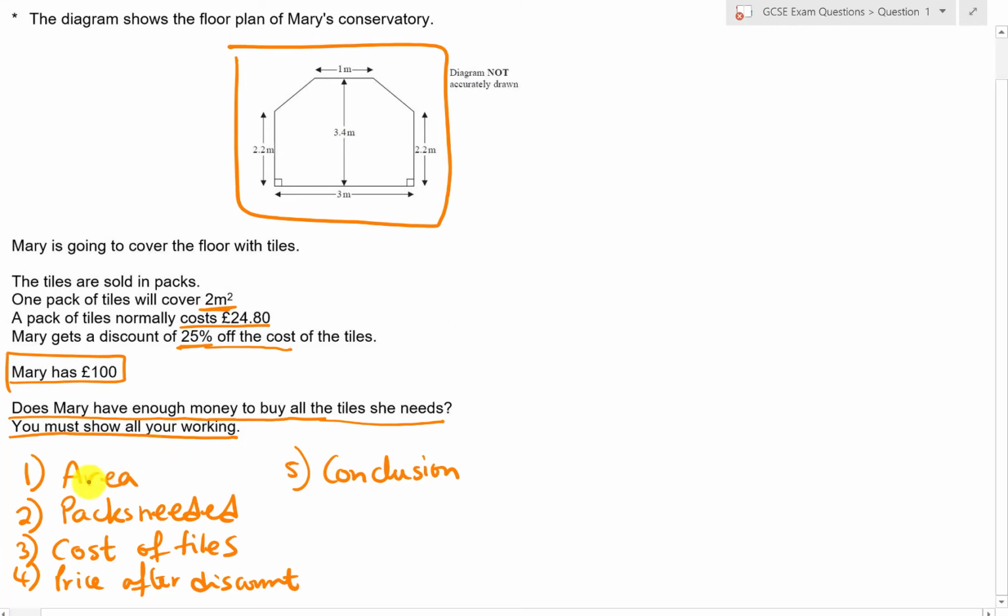Now in our plan we said that we need to find the area first, so let's find the area of Mary's conservatory. Okay, now to find the area we'll need to show all the work. Now what we can do is split the shape into 2 parts, or even 3-4 parts, but I'll try and keep it short, so I'll split it into 2 parts. So let's split this shape here, and we have 2 parts. So we have a rectangle and we have a trapezium on the top.